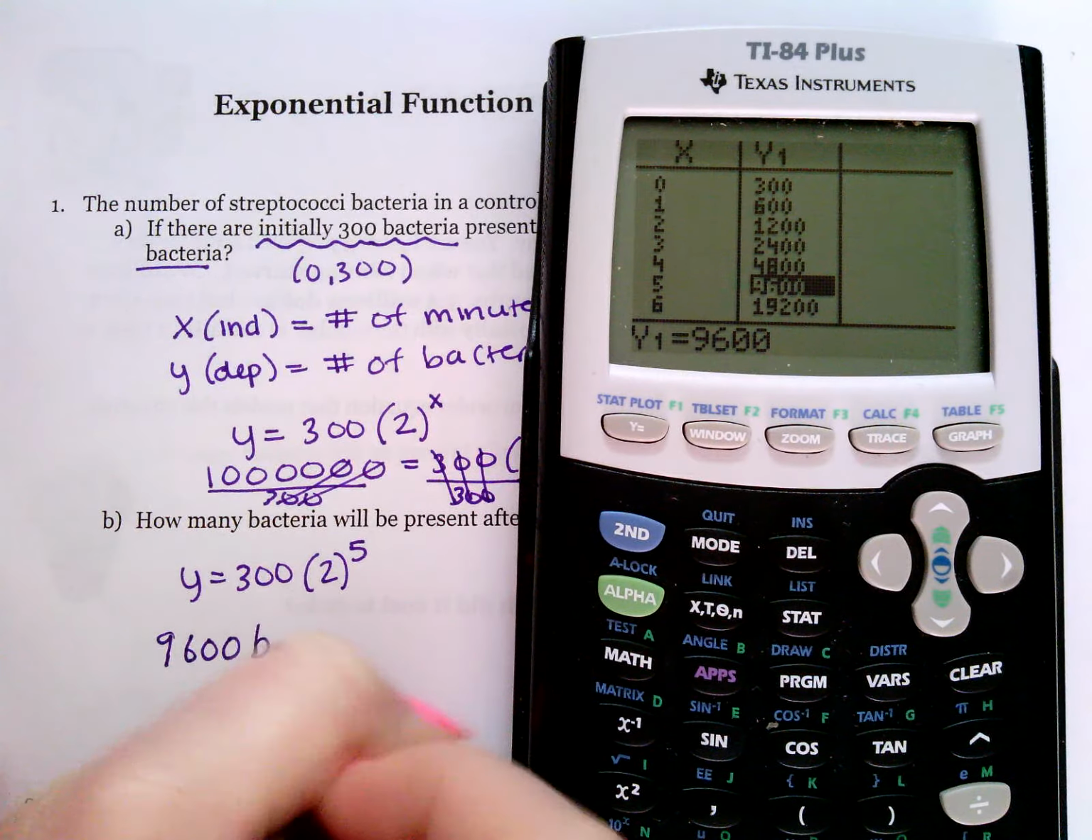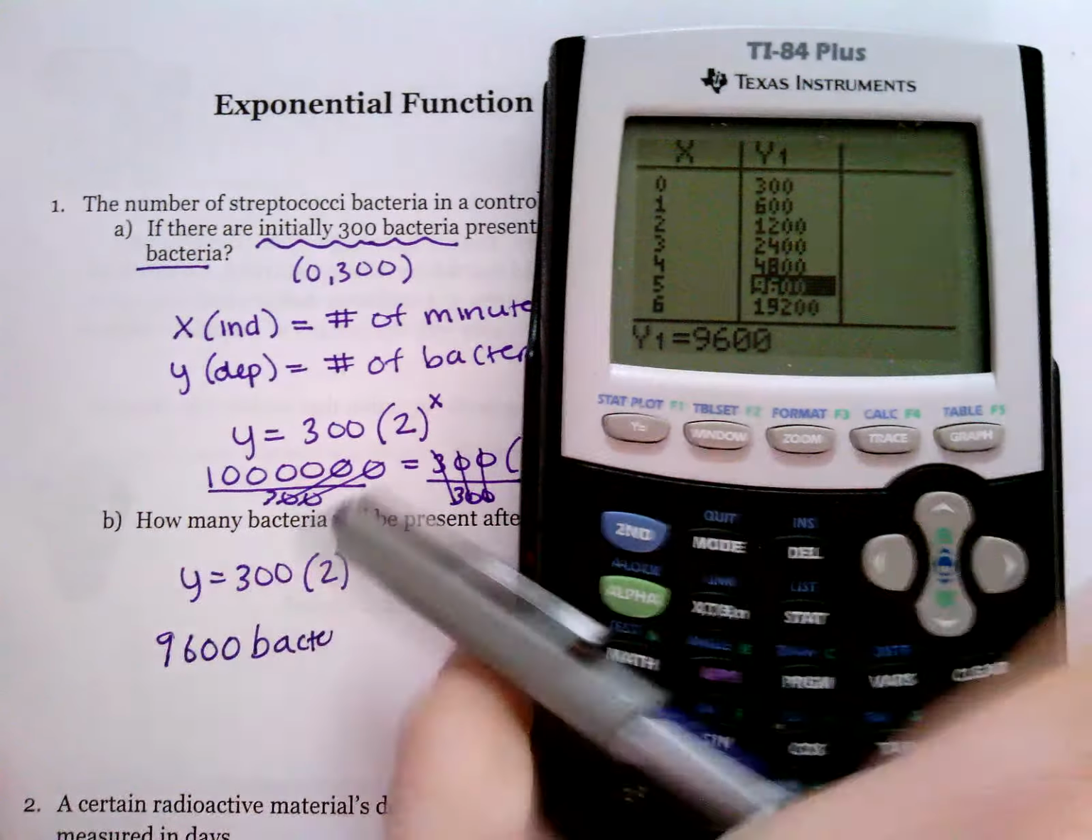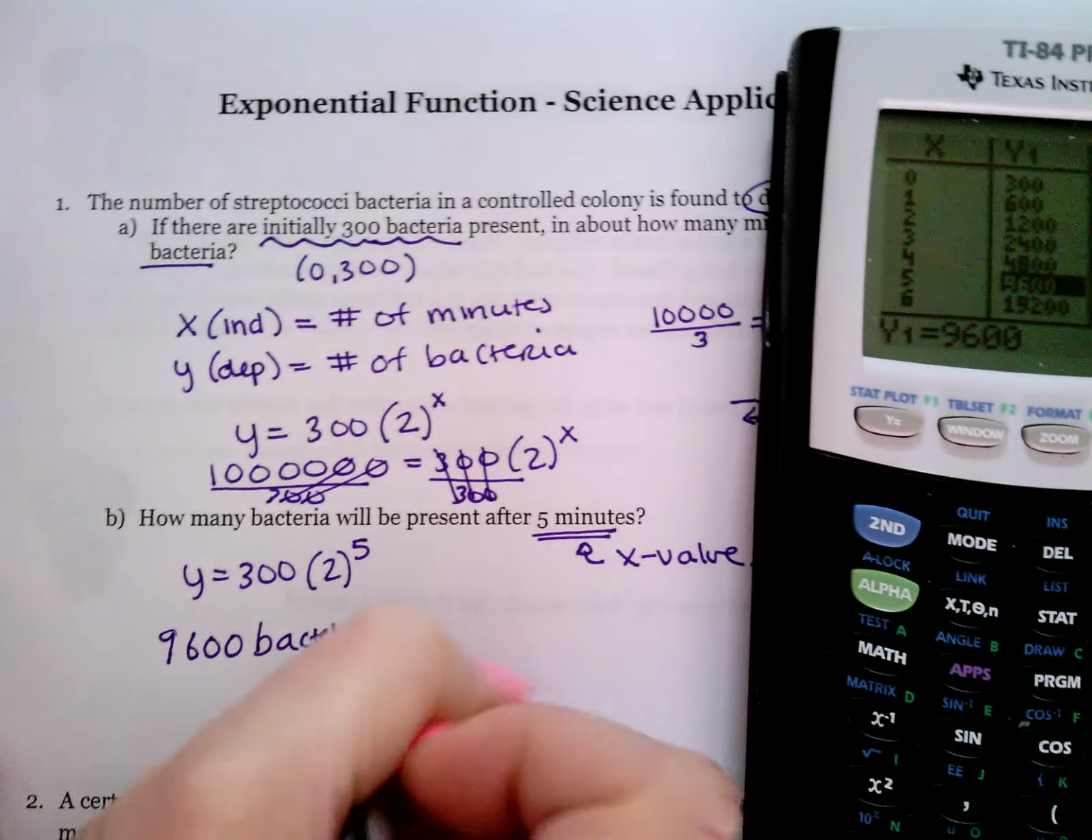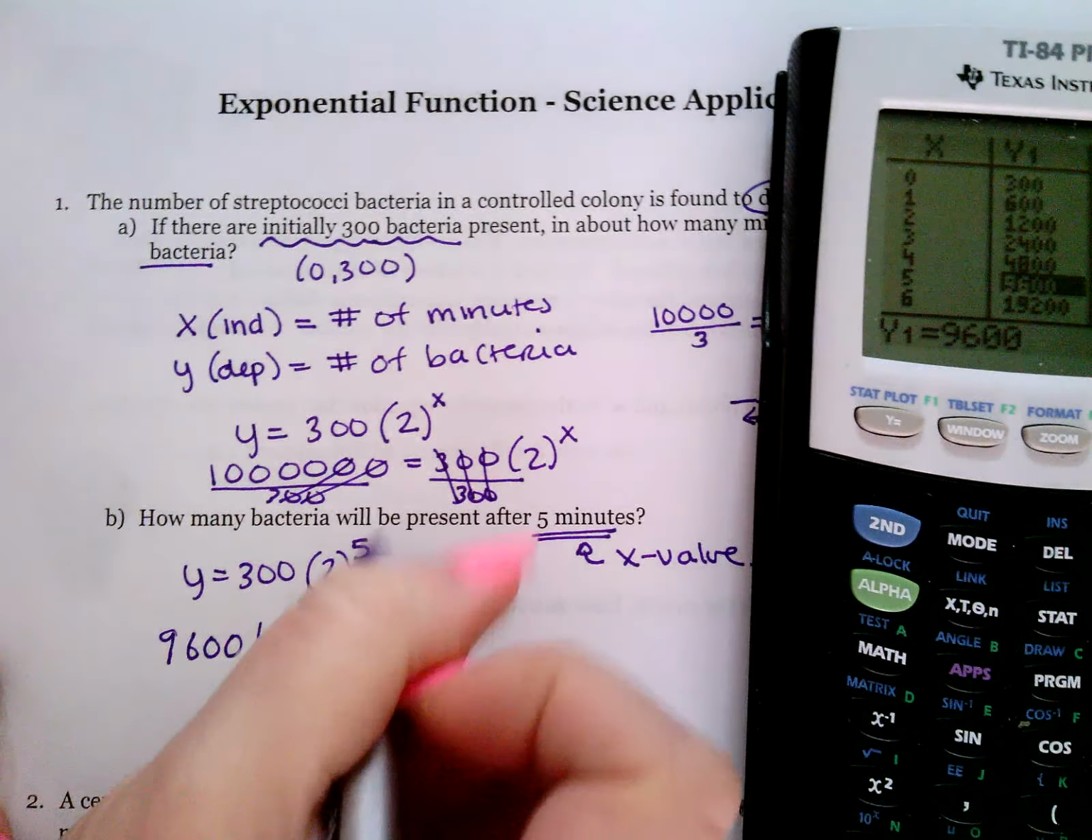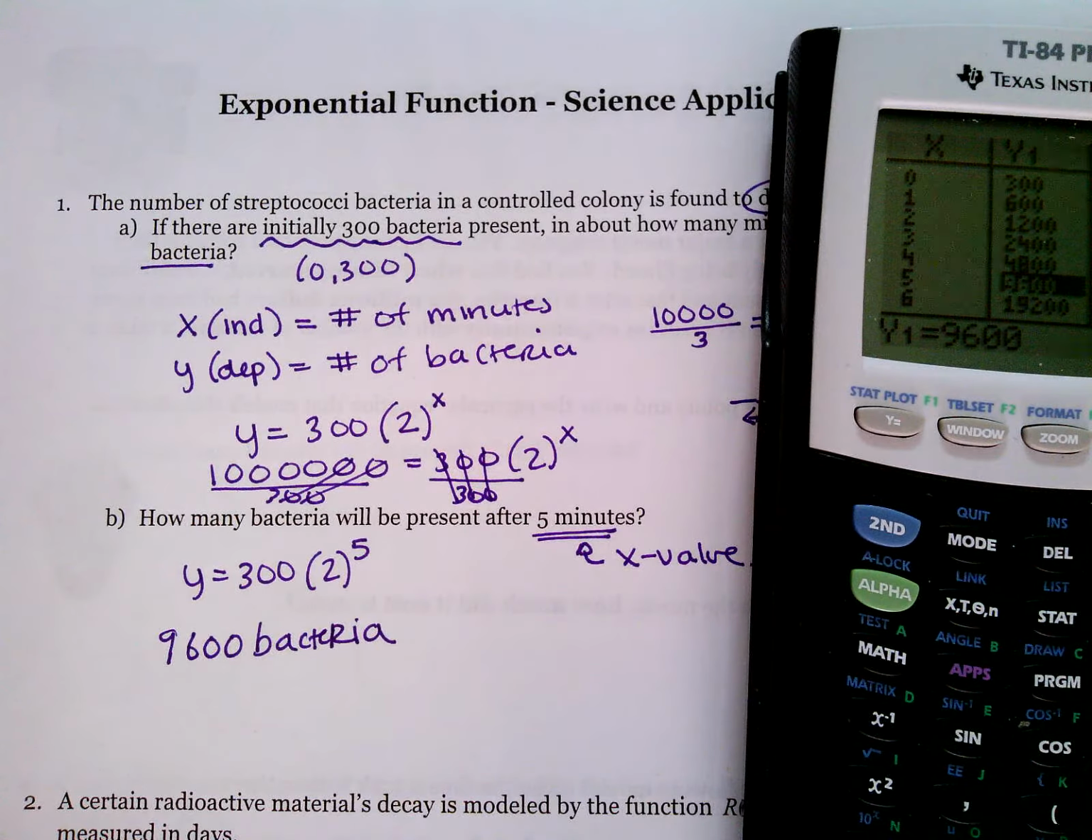Or maybe I'm just going to do 2 to the 5th times 300. I don't need to do it in the table of values. But showing what is happening and making sure that you're including labels and units is important. So let's look at the second one.